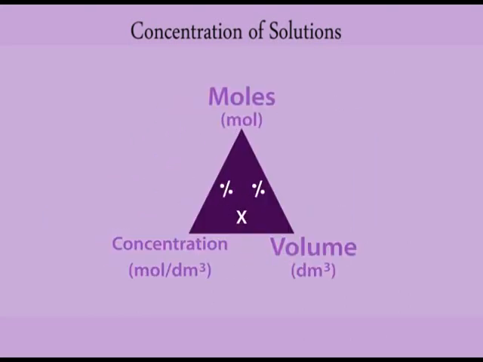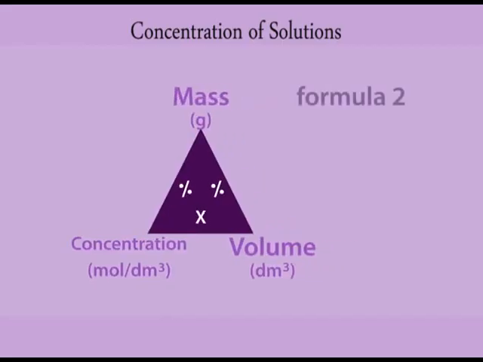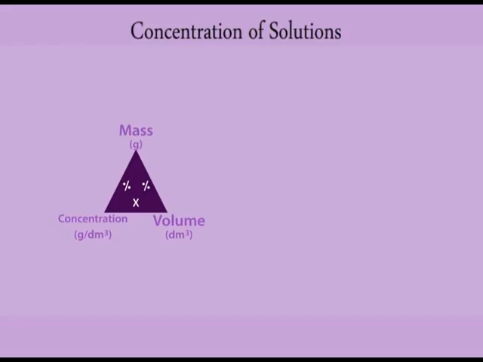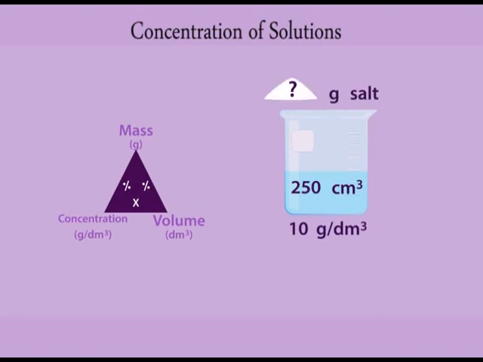The second way of representing concentration is very similar, except that we use mass of the substance per unit volume. The formula is mass over volume and has units grams per cubic decimeter. The formula triangle is the same. For example, if you want to make a solution of 10 grams per cubic decimeter with a volume of 250 cubic centimeters, what mass of salt will you need to dissolve?